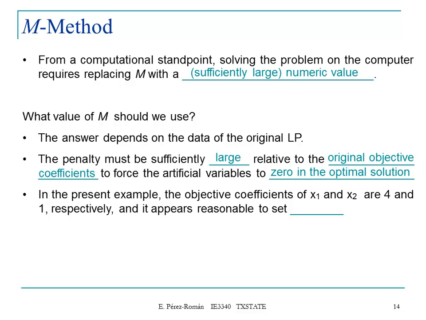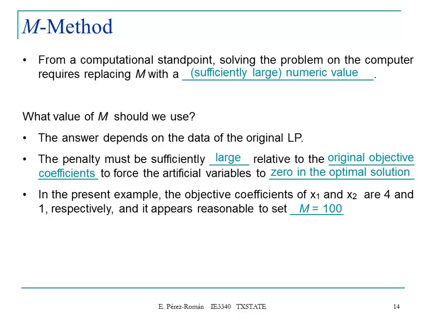So in the present example, the objective coefficients of x1 and x2 are 4 and 1. So it appears reasonable to us to set m equal to 100. Because when you compare 100 versus 4 and 1, that number is large enough. But you can use 1,000 if you want, 10,000, but it has to be a major difference between those coefficients in the objective function and the m value. Okay? Because that's what's going to force the problem to make those artificial variables 0.